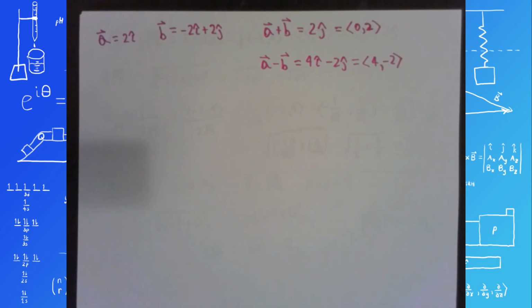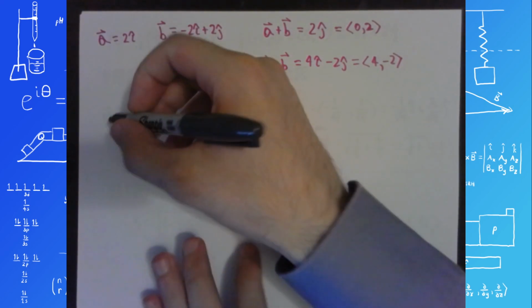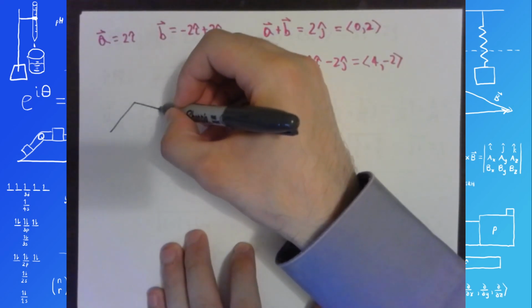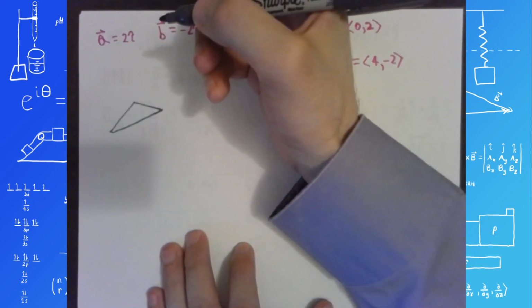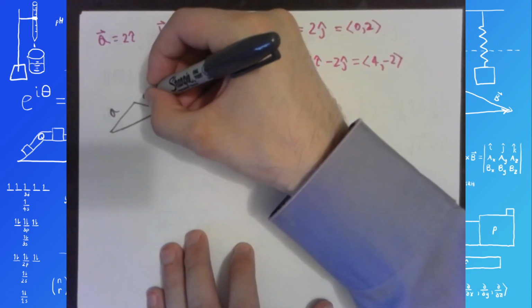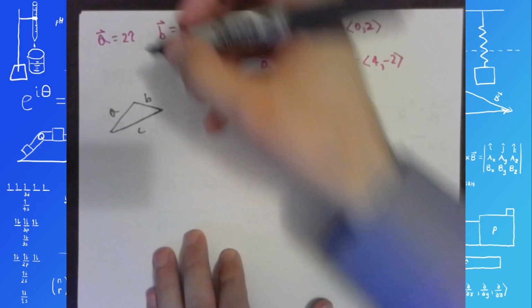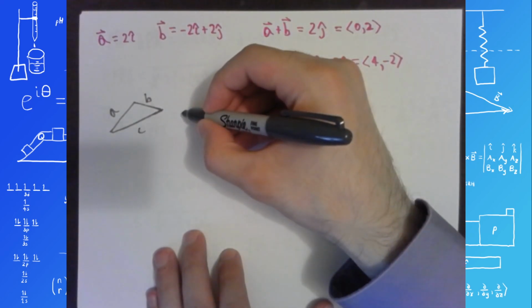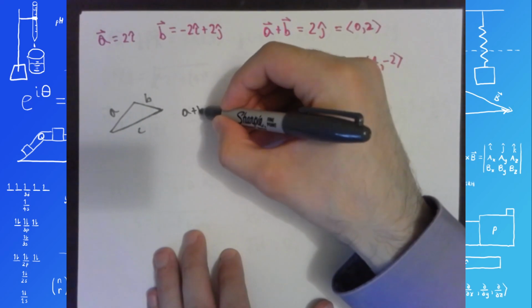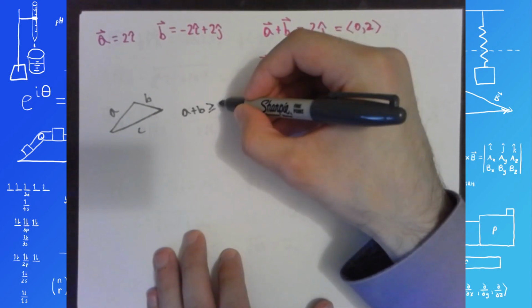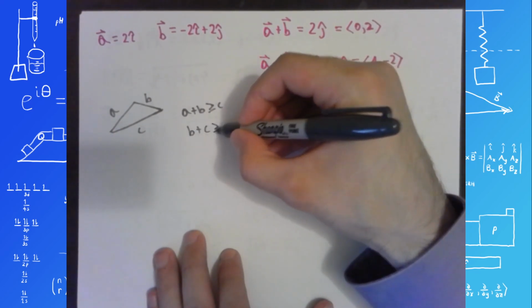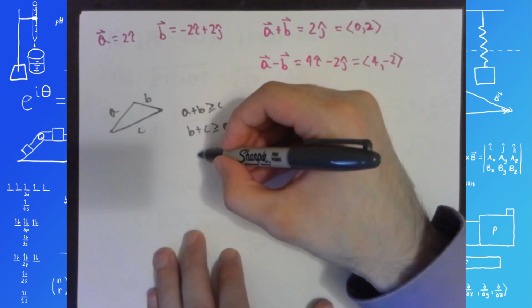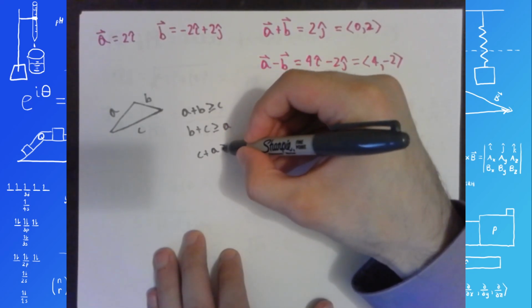Okay, so the triangle inequality is the observation that for any triangle, let's call these sides, I guess we'll call them a, b, and c, a plus b must be greater than or equal to c, and that b plus c must be greater than or equal to a, and that c plus a must be greater than or equal to b.